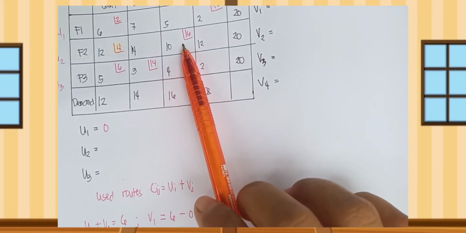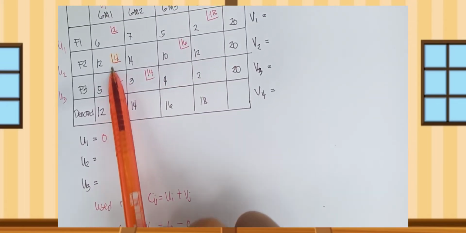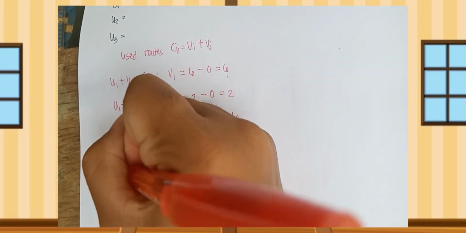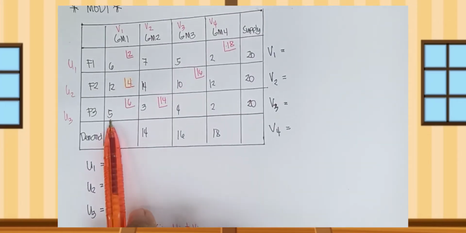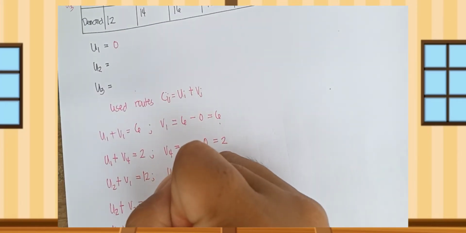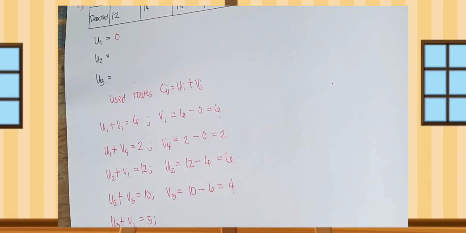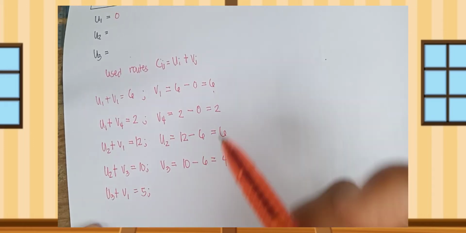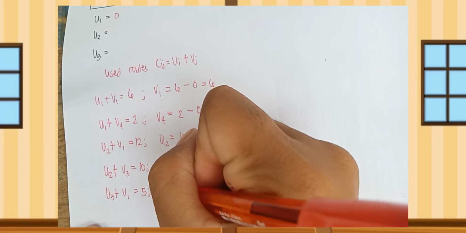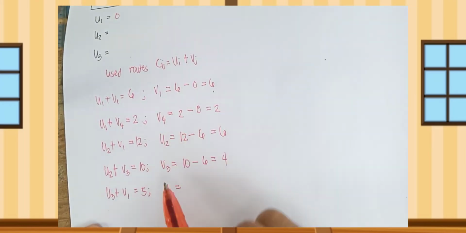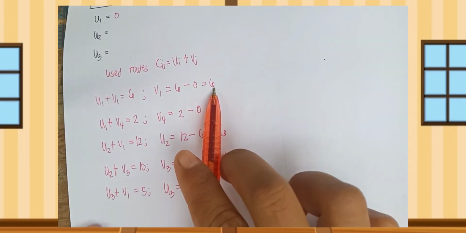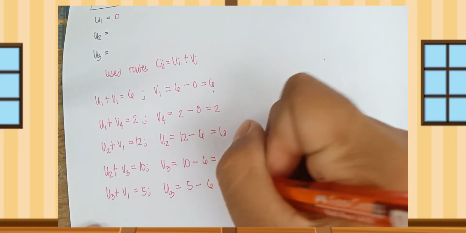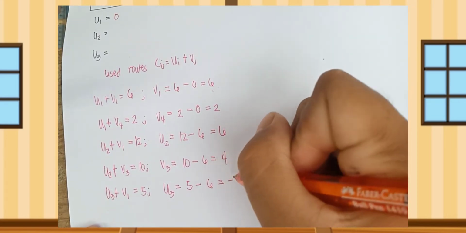Then after the U2 V3 we have U3 V1. U3 plus V1 is equals to the Cij which is 5. So we have the value of V1, so we will find the value of U3. U3 is equals to the Cij, which is 5, minus the value of V1, which is 6, is equals to 5 minus 6 is equals to negative 1.